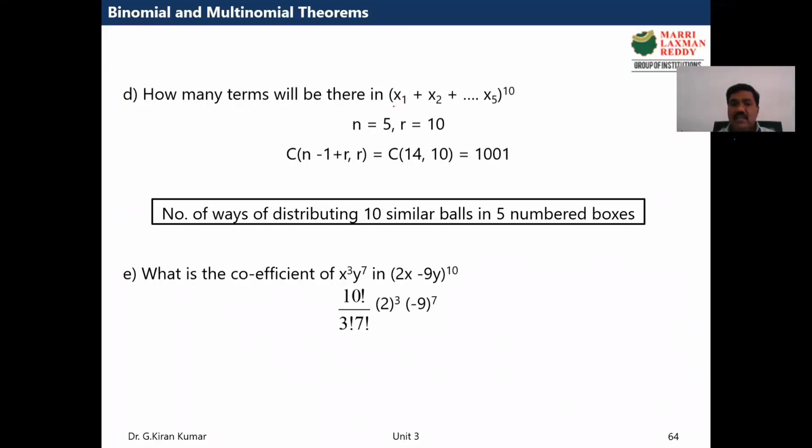So they give some multinomial expansion, something like this, and ask how many terms will be there in this. So it's quite simple, right? How many variables are there? Different variables are 5, therefore your N is 5. And here the exponent is 10, so your R is 10. You just substitute, find the value, so there will be 1001 terms in the expansion.